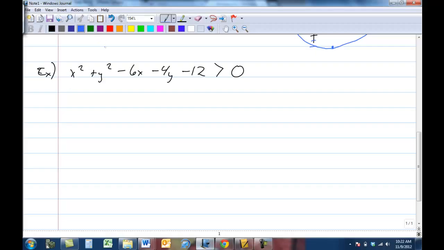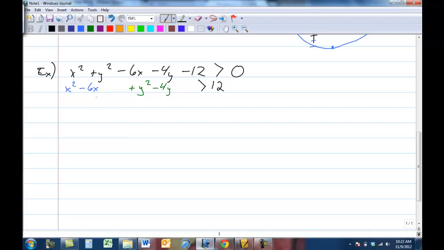The first thing is separate your x's. So we got x squared minus 6x. Leave a space, but now we're going to deal with our y's. Leave a space, so that's going to be plus y squared minus 4y. Leave a space, and we're also going to get rid of the constant. So greater than 12. I moved the constant, but got x's and y's segregated here.